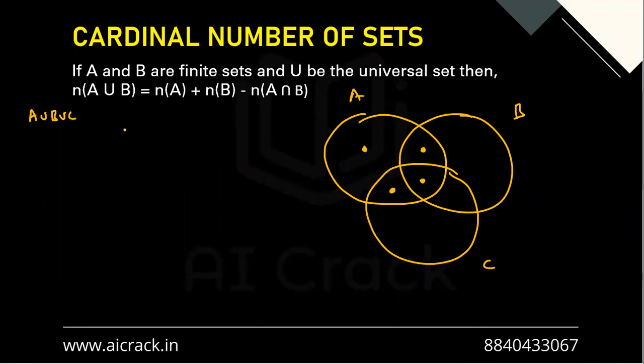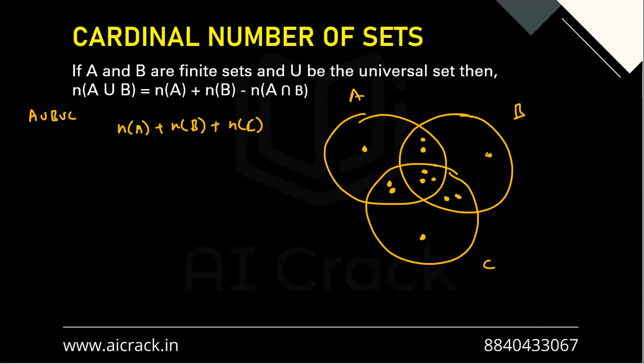Similarly, if I'm writing nA plus nB plus nC, then for nA, I have made these 4 dots. For nB, what will happen? This one, this one, this one, and this one, right? For nC, similarly, this one, this one, this one, and this one. Now to satisfy the property of sets, that common elements shouldn't be repeated in a particular set, we'll have to remove the extra dots, right?